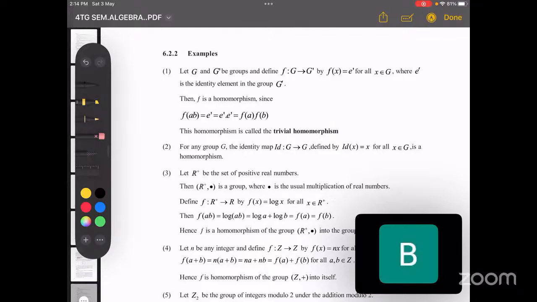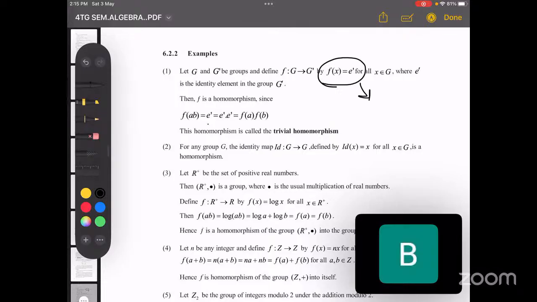Here we are defining f(x) as a function, f(x) = e' is the function we are defining. So when you apply the definition of homomorphism, f(ab), here the product, just the dot, the multiplication operation, is there only once. So f(ab), through the definition, is equal to e'.